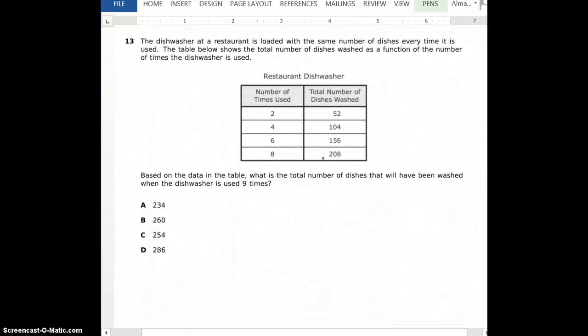The last problem, I think we talked about this one in class. Based on this table, what is the total number of dishes that we will have washed when the dishwasher is used 9 times? But because we are running out of time, I'm just going to not go over this problem. Finish up your corrections and then get ready to do the redo test on Schoology.